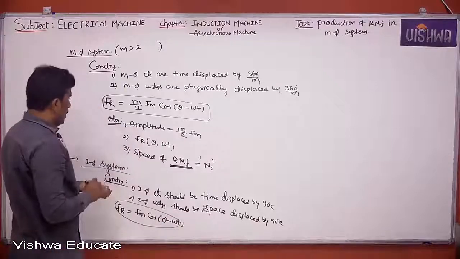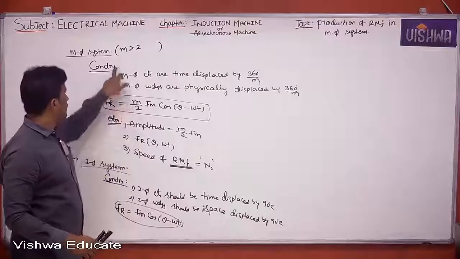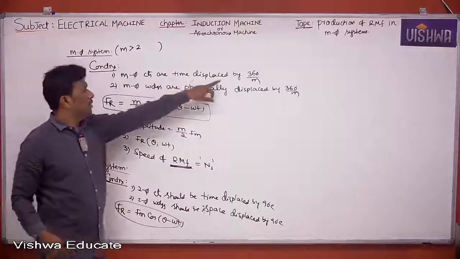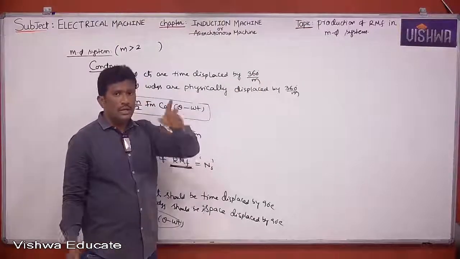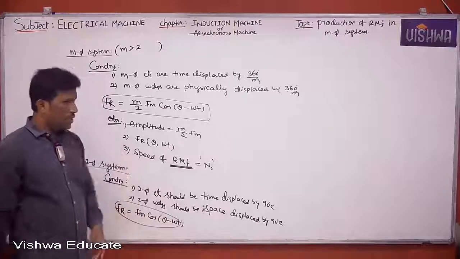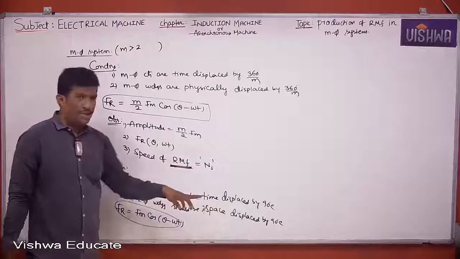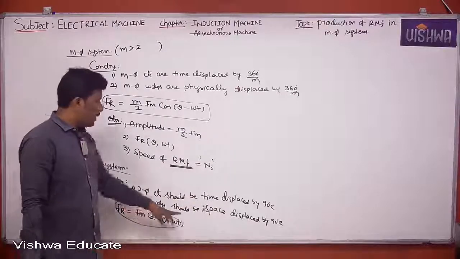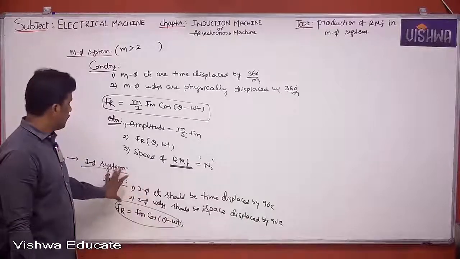Okay. So you may understand now why I did not include the two phase here. Suppose if we take these conditions from this relation, 360 by 2 means 180 you'll get. This is not correct. For a two phase induction motor, what are the conditions for producing RMF? Two phase currents should be time displaced by 90 electrical degrees, and two phase windings should be space displaced by 90 degrees electrical. That's why I just wrote the two phase separately.